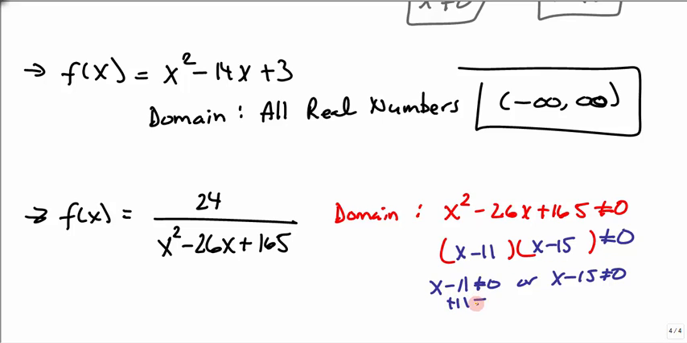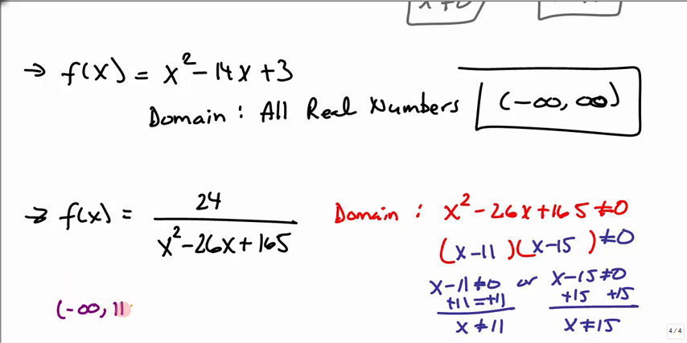So I'd add 11 to both sides. So I'd say x cannot equal 11. Add 15 to both sides. X cannot equal 15. So in this particular problem, I'd have to say the values of 11 and 15 should be excluded. Or if they were asking for interval notation, I would say negative infinity to 11, union 11 to 15, union 15 to infinity.